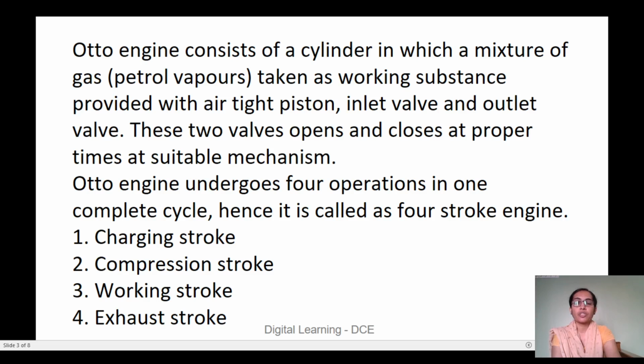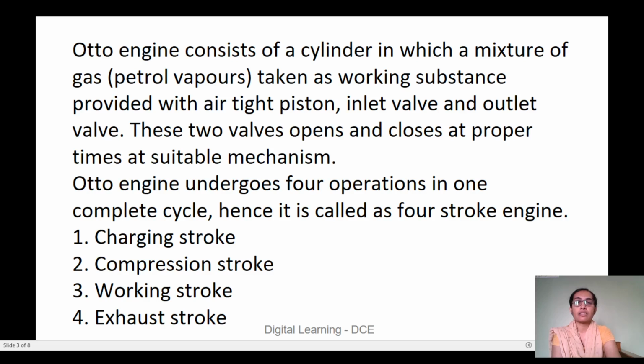In the working stroke, the inlet valve remains closed and due to the combustion of the mixture, the temperature rises further up to 2000 degrees Celsius and the pressure also increases to a higher value. As a result, the piston is pushed down and the shaft rotates. Only in this stroke, work is done by the engine.